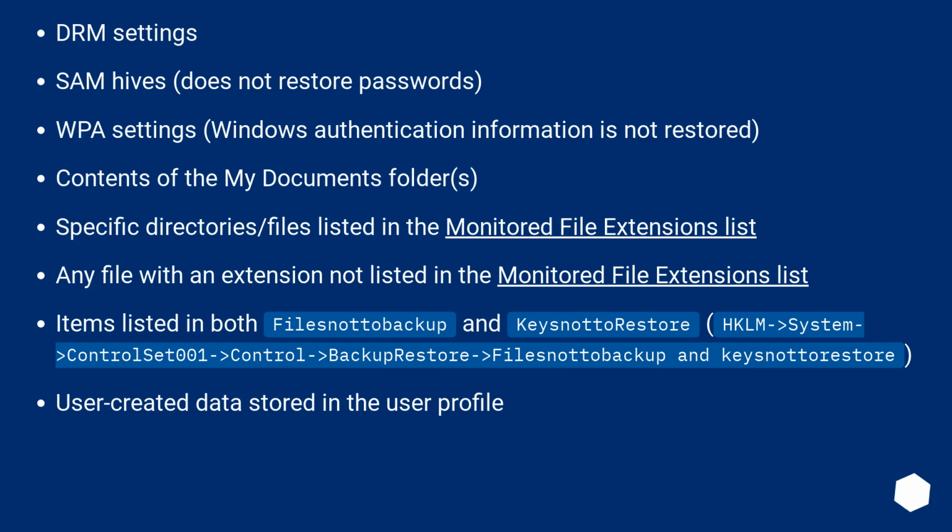Not restored: DRM settings. SAM hives, does not restore passwords. WPA settings. Windows authentication information is not restored. Contents of the My Documents folders. Specific directories and files listed in the monitored file extensions list. Any file with an extension not listed in the monitored file extensions list. Items listed in both files not a backup and keys not to restore.